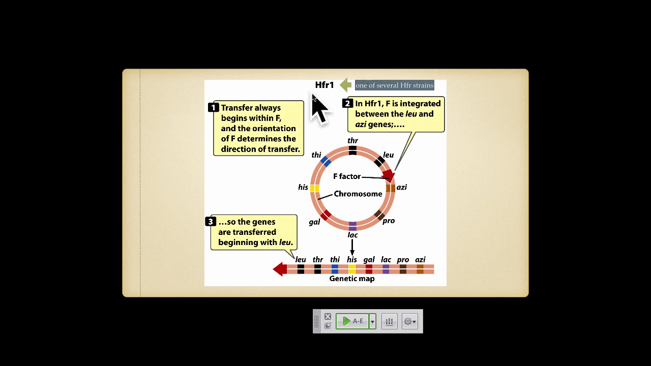So here's HFR1. This is just one of the strains. It has the F factor inserted over here between the gene for azide resistance and this gene involved in leucine metabolism. And this arrow indicates that transfer is going to go in a clockwise direction. So you're going to transfer leucine, threonine, thymine, histidine, galactose, lactose, proline, azide resistance. That's the order of the transfer.